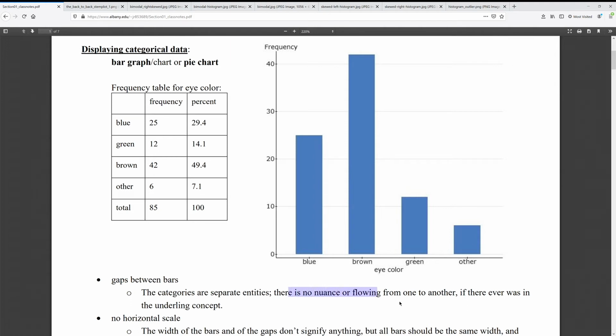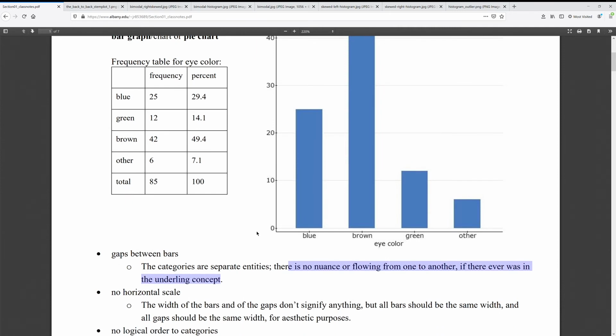So there's no nuance or flowing into one another, whether or not there ever was in the underlying concept before you began. So to preserve in spirit the idea that they don't flow from one into the other, that they're separated categories, we always have gaps when we do a bar graph.